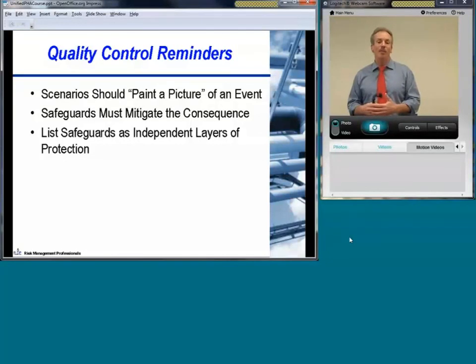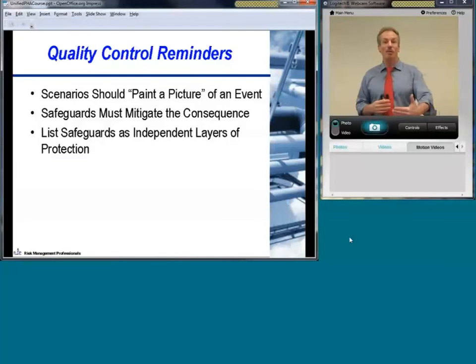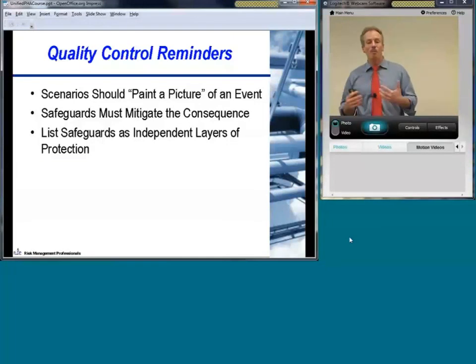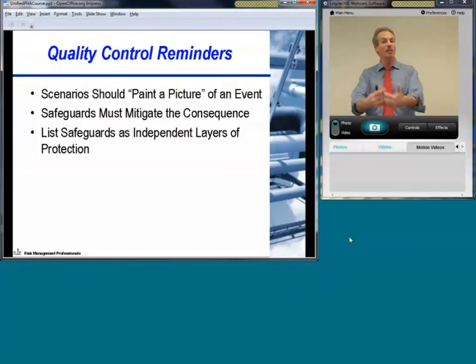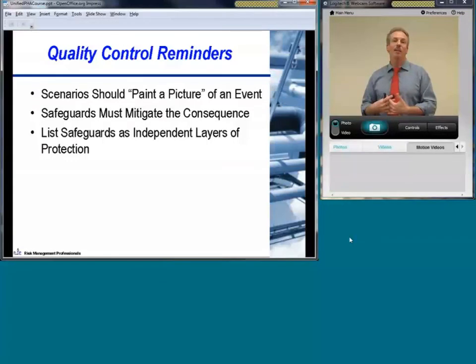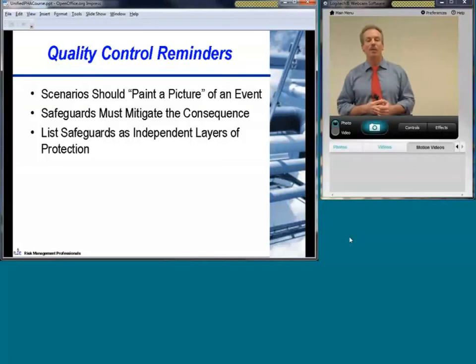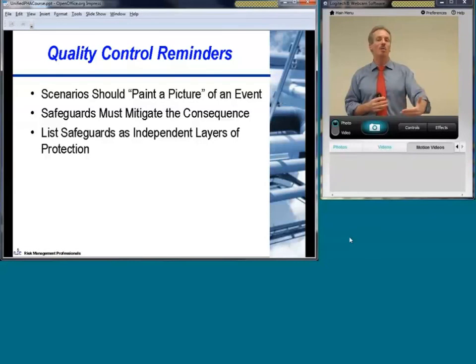Safeguards have to mitigate the consequence. I've seen HAZOP studies that people have thrown at me that were done by other individuals where the safeguards had nothing to do with the consequences. They were just having a random discussion, and the facilitator hadn't prepared properly to understand enough about the system to recognize that the team was just rambling on about general safeguards rather than safeguards directly associated with that consequence.